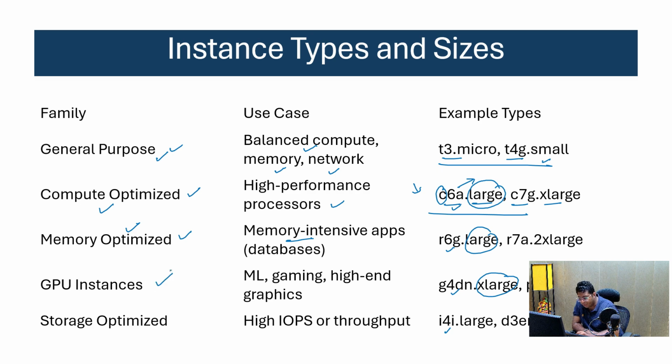Then we have GPU types, which are going to be used for machine learning, gaming, high-end graphics. Then storage optimized, which is for high IOPS or throughput. Then you have examples here, like I for I dot large.